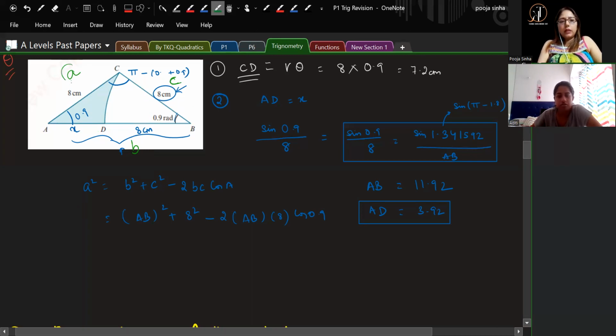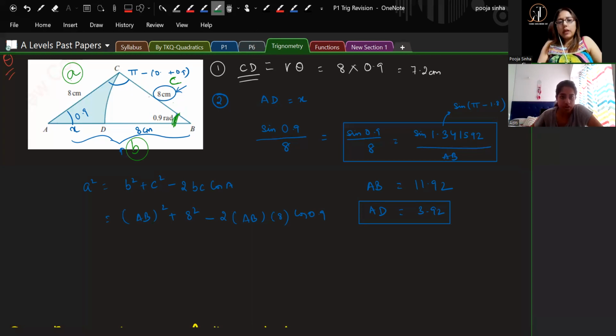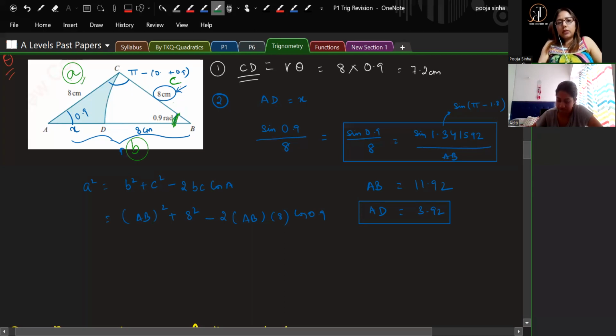I want to find out this A. So what we have done is B square plus C square minus 2BC into the angle between them. Confused? To find this A, you need to square this, and take 2BC into cos of that middle angle, right?